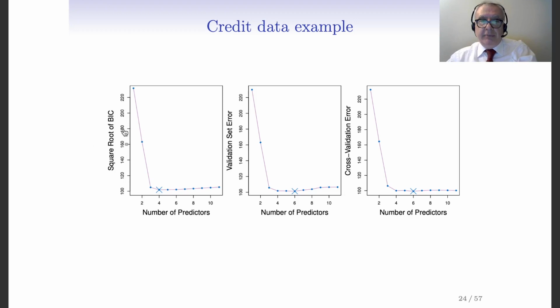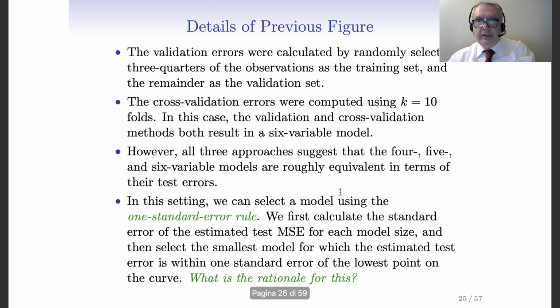So here I have BIC. Okay, this is the square root of BIC, which is also an estimate of the standard deviation of the test error, and this is the same quantity estimated by validation and cross-validation. And okay, we already know about the suggestion that is made by BIC. This is what you find when you apply validation, and in this case you have a minimum for 6 predictors, and this is what happens when you have cross-validation. In this case, again, you have a minimum for 6 predictors.